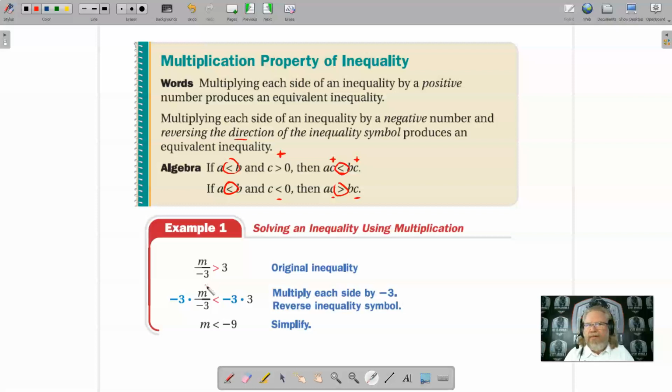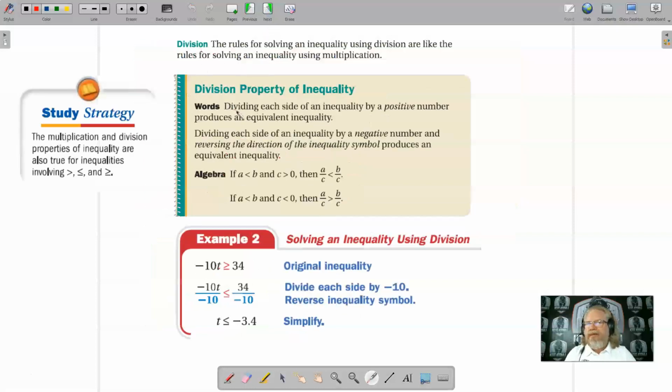Sounds familiar, doesn't it? That was kind of like solving equalities. So multiplying both sides by -3, these two -3's cancel each other, but notice that we've already reversed the sign right here. The minute that we multiplied by the -3, we reversed the sign. So that sign's going to come down here to our final line. The -3's are going to cancel each other, leaving us just m. -3 times 3 is -9. So we have m is less than -9.